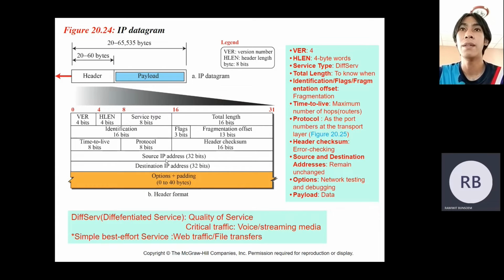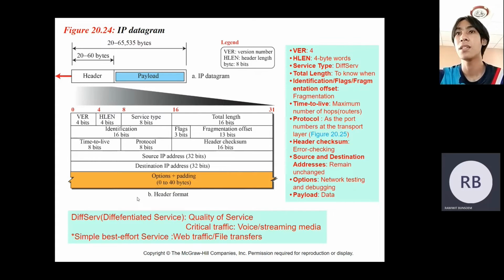Source IP address uses 32 bits and destination IP address uses 32 bits. And the last field is options and padding, used from 0 to 40 bytes.